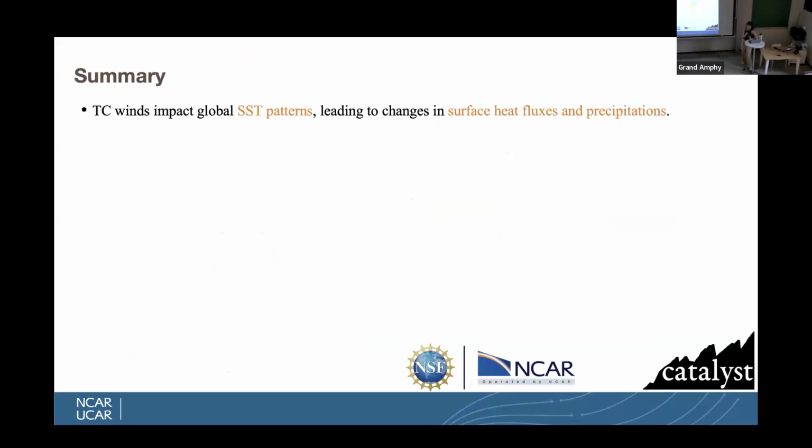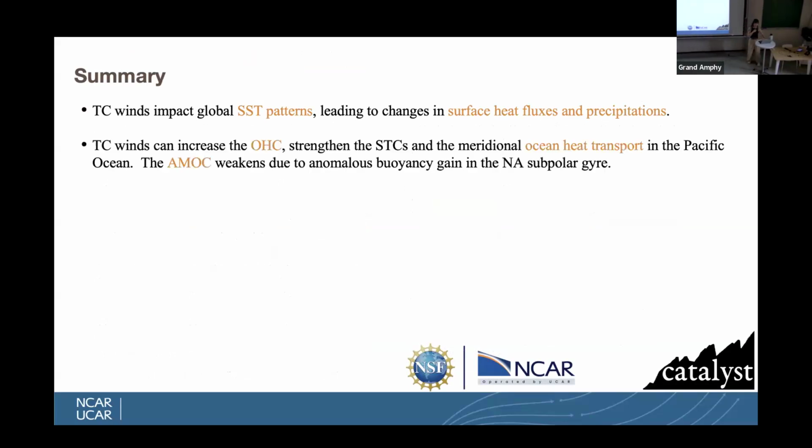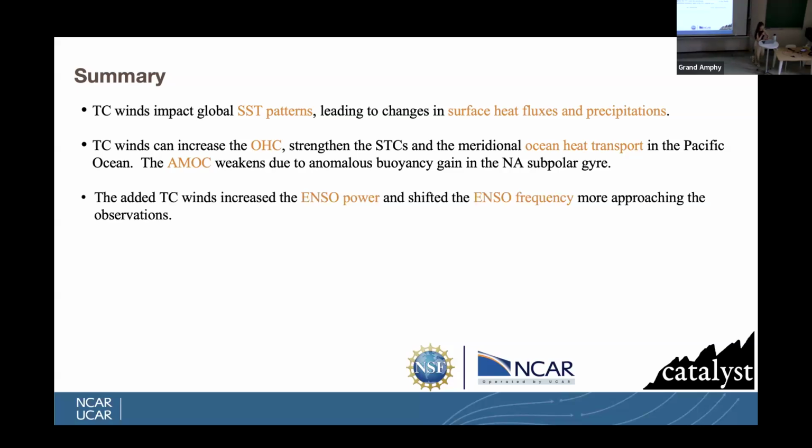So to summarize, what we saw is quite a lot, but we designed an experiment where we want to isolate the impact of tropical cyclones in the coupled climate system using the fully coupled CESM 1 degree model. What we found is that the added tropical cyclone winds can impact the global SST pattern, leading to changes in surface heat flux and precipitation. And we find that they can increase the ocean heat content, strengthen the subtropical cells, and meridional ocean heat transport. Actually I didn't show the figure, but if you're interested. We also found interesting responses in the AMOC, which I didn't think I have time to present.